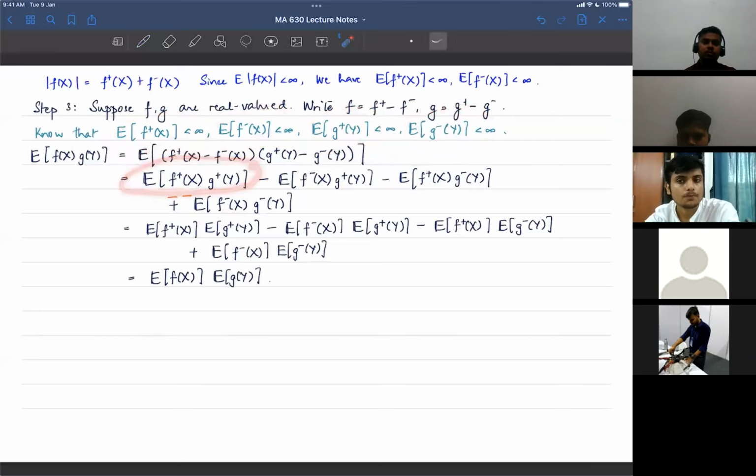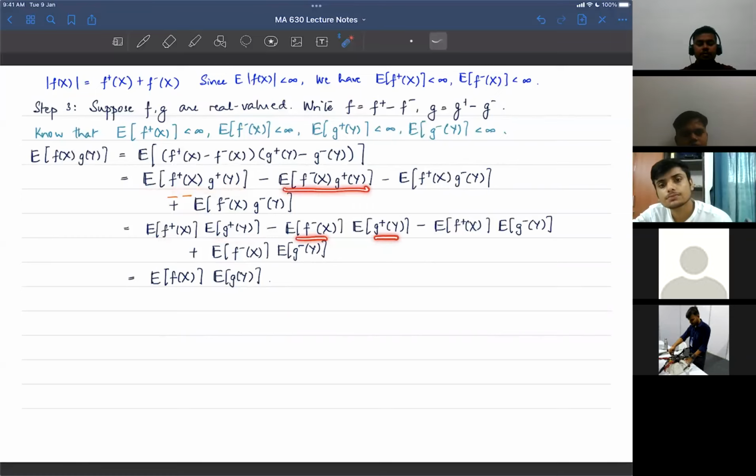When the dust settles, you'll find expectation f(X) times expectation g(Y). Okay, let's just see what happens here. Here I have expectation of (f plus x)(g plus y). Now remember, you've done steps 1 and 2. So by step 2, for non-negative functions, this quantity, expectation of a product, is the product of expectations.